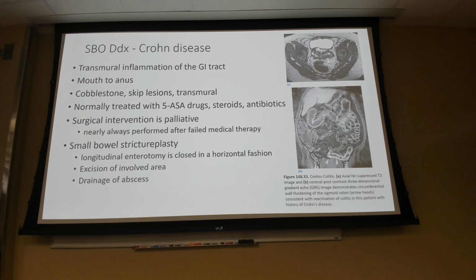So this is when they do the scope on them, you'll typically see the cobblestone, skip lesions, it'll be transmural. And we typically treat this with those 5-ASA drugs, steroids. If we're worried about infection, we'll get antibiotics as well. And then they can do palliative therapy. We usually start with palliative therapy, and then if that fails, we'll look at surgical intervention.